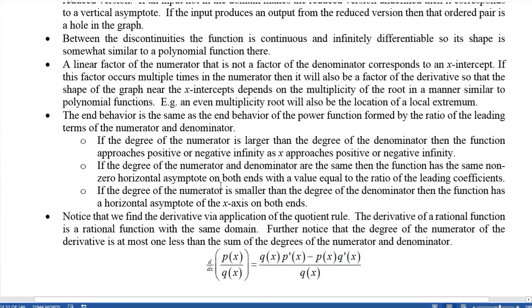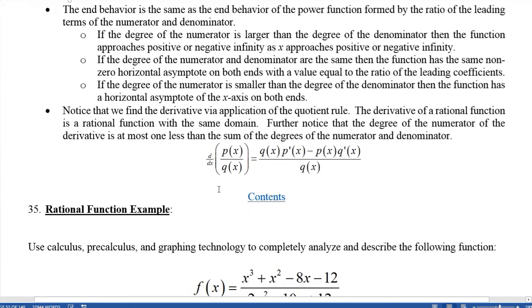However, if the degree of the numerator and denominator are the same, then the function has a non-zero horizontal asymptote, the same one on both the left and right side, and its numerical value would be the ratio of the leading coefficients. If the degree of the numerator is smaller than the degree of the denominator, then the function always has a horizontal asymptote of the x-axis on both ends.